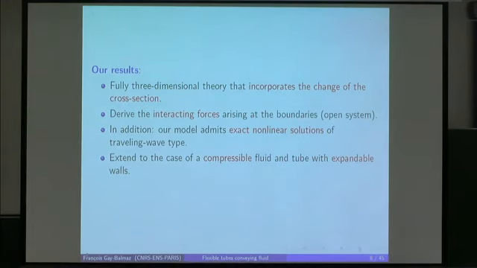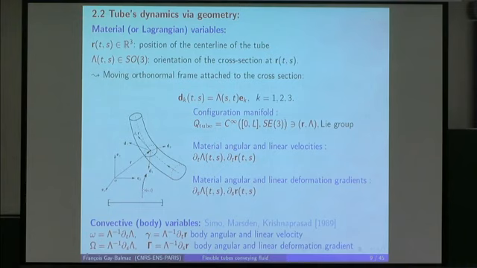So what we will include is the change of the cross-section and its effect on the fluid-structure interaction dynamics. The variational approach also automatically gives the interacting forces that appear at the end of the tube, something that is very hard to compute in general, but with the variational formulation is automatic. And we will see at the end how we can also incorporate fluid dynamics.